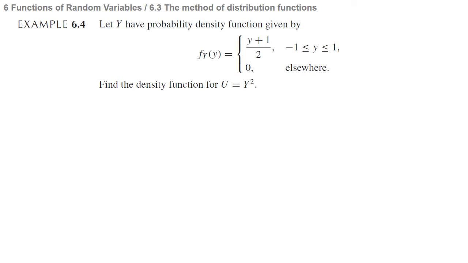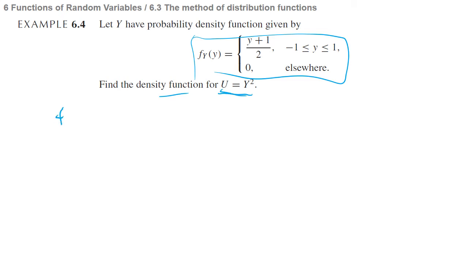Let's move on to example 6.4. Let Y have the probability density function given by this one, and find the density function for U = Y squared. And we proved the density function for this case.